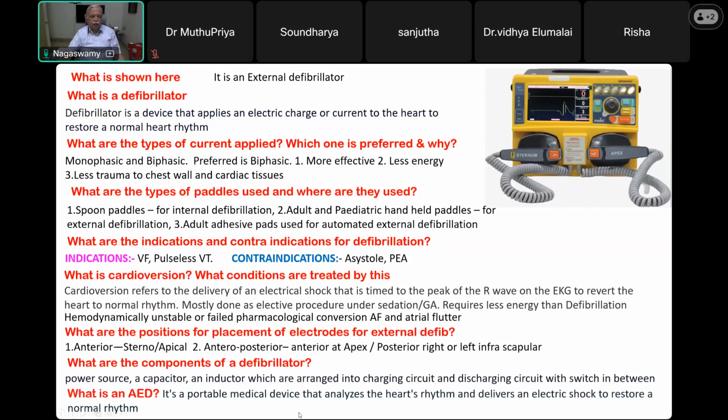Okay. What is AED? That is automated external defibrillator. It's a portable medical device that analyzes the heart rhythm and delivers an electric shock to restore a normal rhythm. Okay.